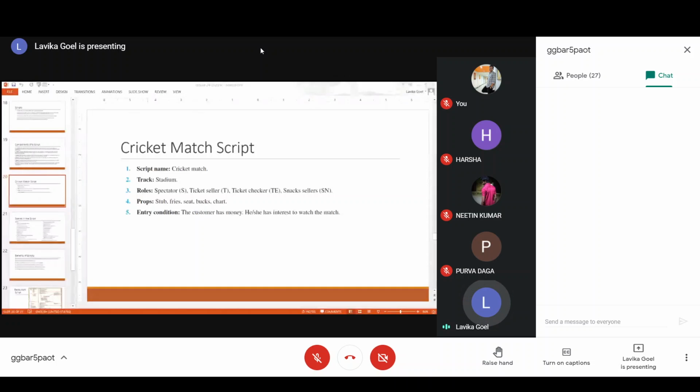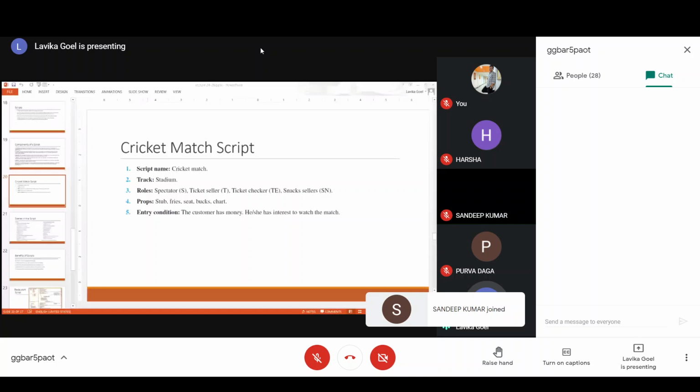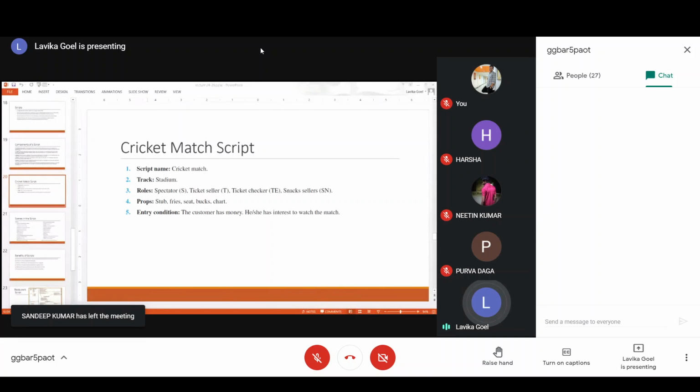Then the roles, that means the people involved in the cricket match script would be the spectator who is going to view the game, then the ticket seller who is going to sell the tickets for viewing the game, the ticket checker who will allow the entry into the stadium based on checking the tickets, then the snack seller who sells refreshments in between. So these will be the different people involved in the cricket match script.